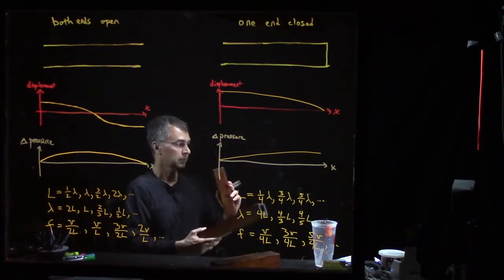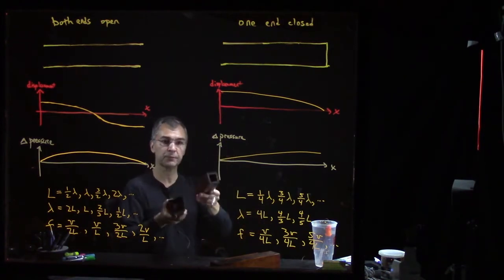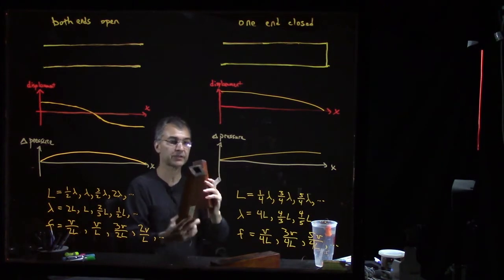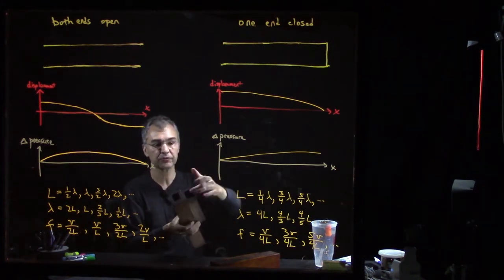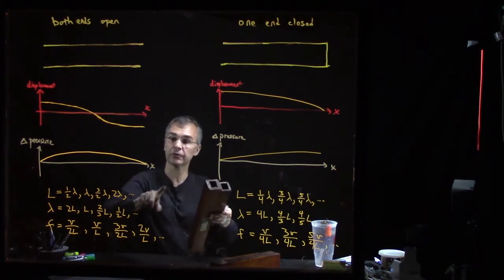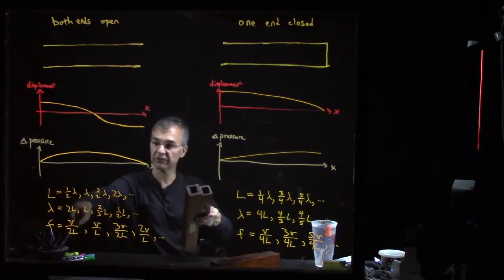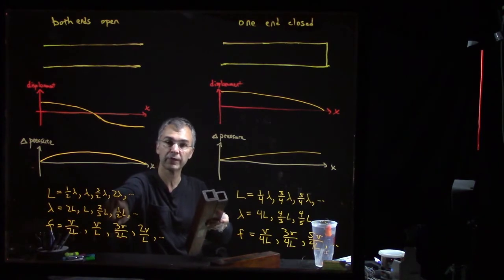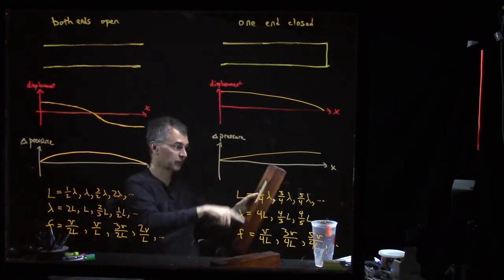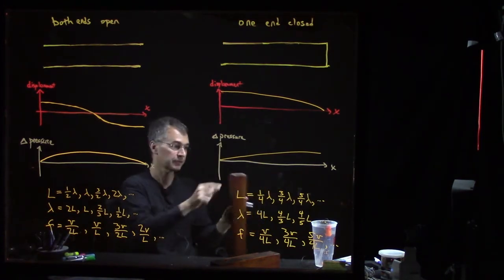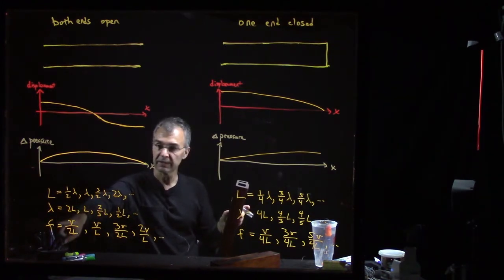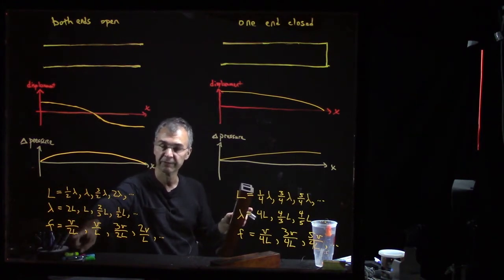Okay, so here, in both of these cases, both ends are open. The end that I blow in is open, and you can see that this far end is open. So in this case, the allowed patterns are that half a wavelength, one wavelength, 1.5 wavelengths, 2 wavelengths fit into the full length of the flute. So then the fundamental frequency is the wave speed divided by twice the length.